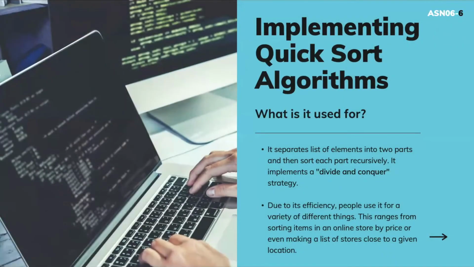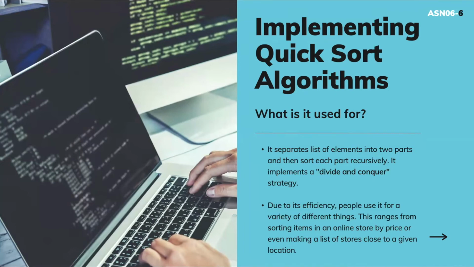Okay, so in the implementation of quicksort algorithms, we ask the question, what is quicksort used for? Well, it's basically used to separate lists of elements into two parts and then sort each part recursively. Or in other words, it implements a divide and conquer strategy.